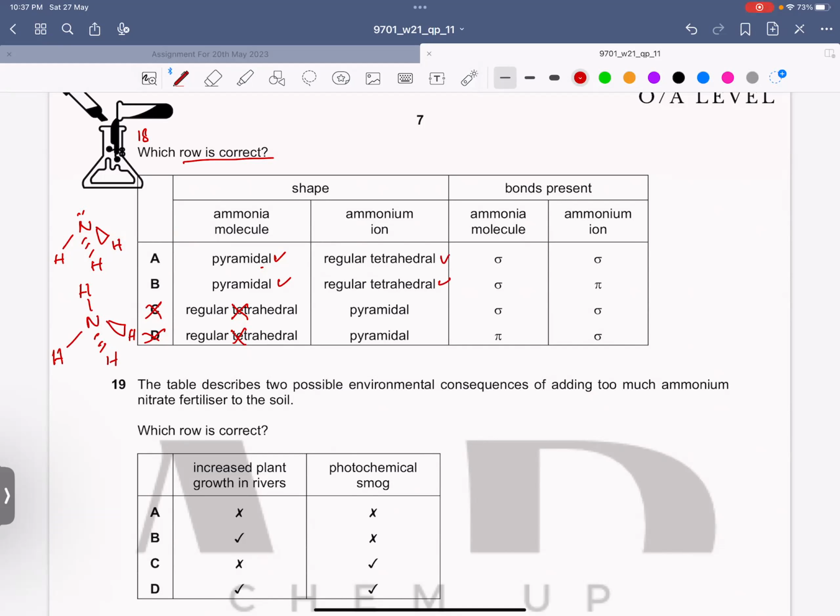Now, if we look at the ammonia molecule, there are all sigma bonds, right? If you look at the ammonium ion, again, there are sigma bonds. So B goes wrong, as they said that the ammonium ion has a pi bond. There are all single bonds in the ammonium ion as well. So A is your correct answer. Okay.